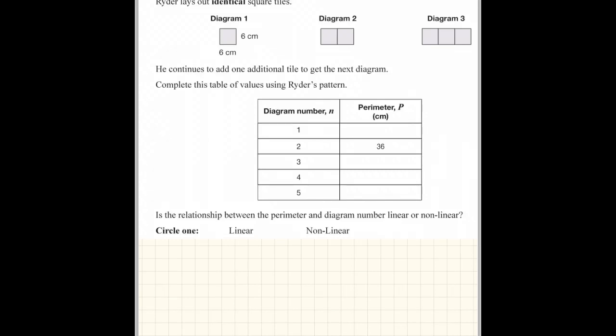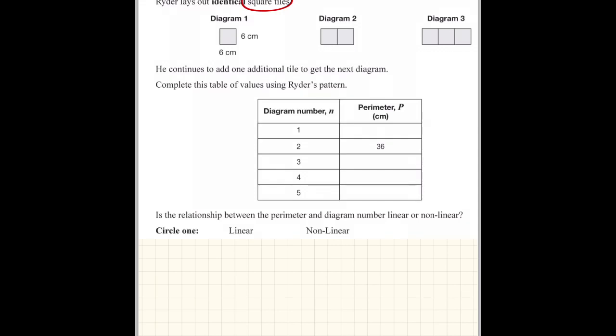At 2019 open response question number 14, turning tiles. And we're told Ryder lays out identical square tiles. You might want to take out some square tiles to help you visualize what's happening with this pattern before you go any further. Or you might just want to look at the visual to do that visualization. You can use square tiles in class and you can use them on the EQAO as well.